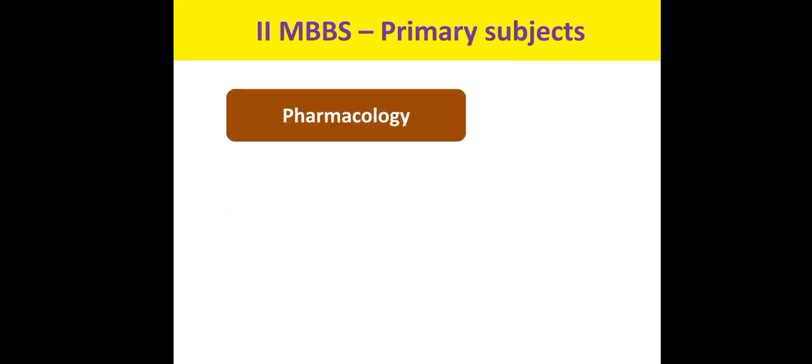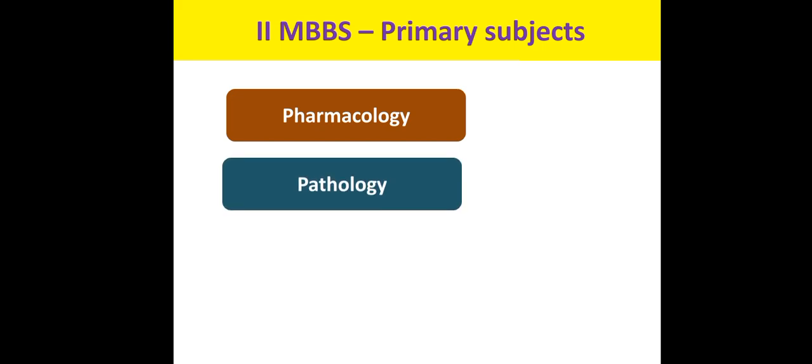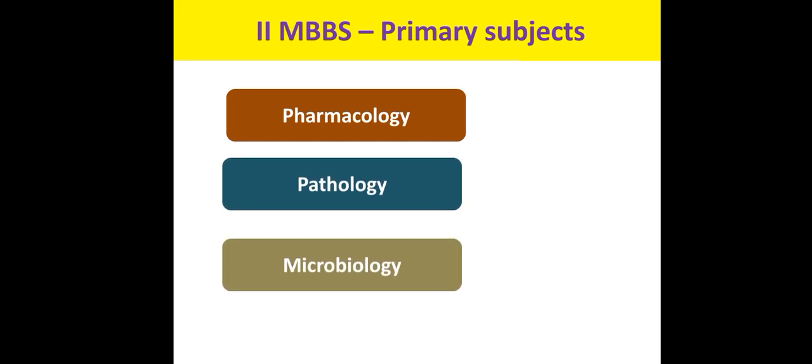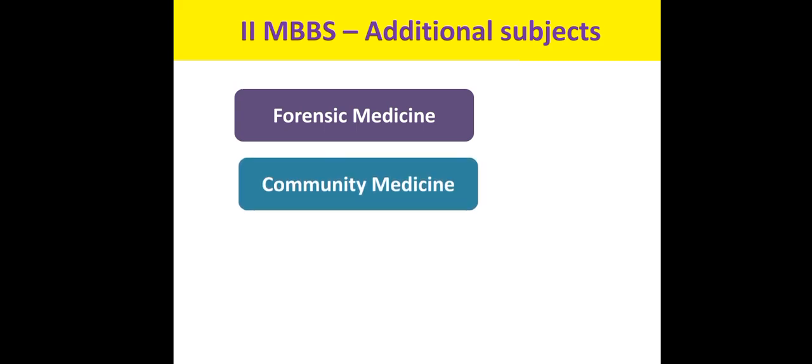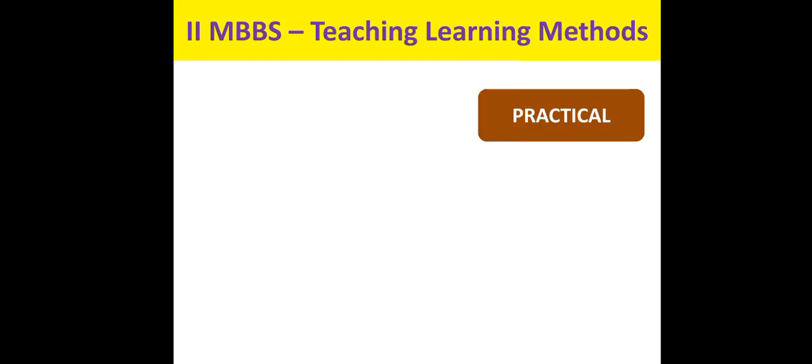Okay, now the primary subjects in the second MBBS are pharmacology, pathology and microbiology. And as I have told you, the additional subjects are forensic medicine and community medicine. Their exam will be carried out in third year phase 1, but there are certain internal examinations that are definitely carried out in the second MBBS.